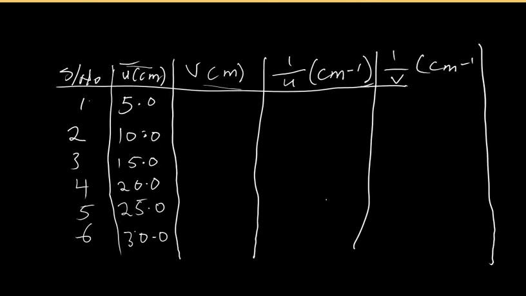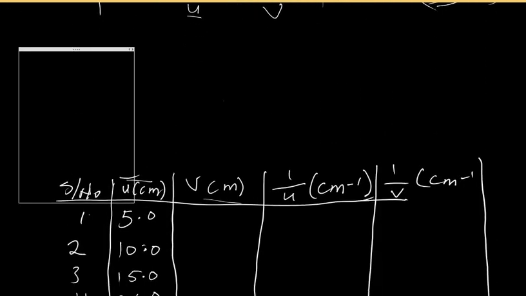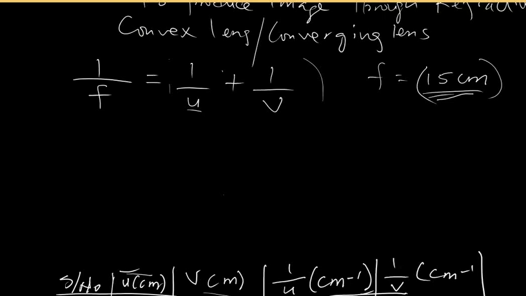Let's start with lower values. You can choose any value, any range of values you wish, depending on what is given. I gave myself 5, 10, 15, 20, 25. So starting with 5, I want to get the image distance, which means the object distance is 5.